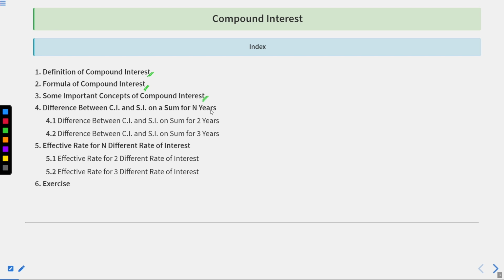And in section 4, we will see the difference between simple interest and compound interest on a sum for n years, in which we will see the difference between simple interest and compound interest on a sum for 2 years and 3 years. And in the 5th section, we are going to study the effective rate for n different rates of interest. In this, we will study the effective rate for 2 different rates of interest, and then we will study the effective rate for 3 different rates of interest. So in the last section, we will solve some problems on compound interest.